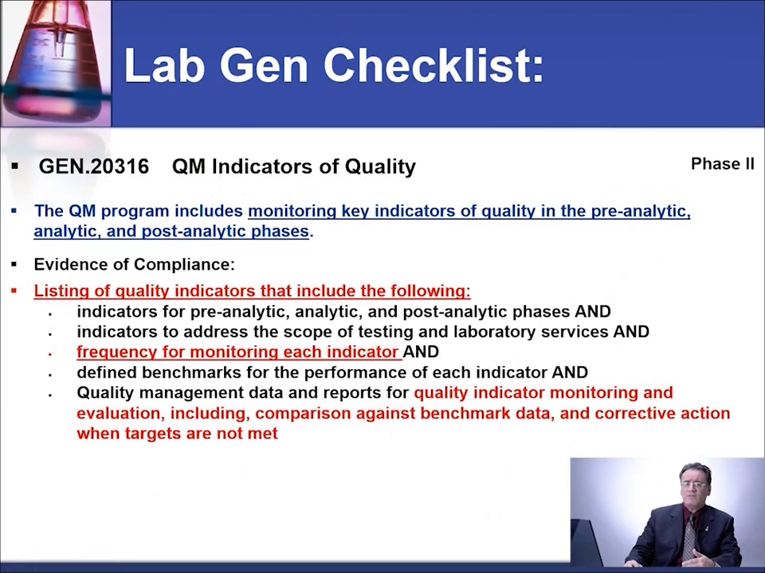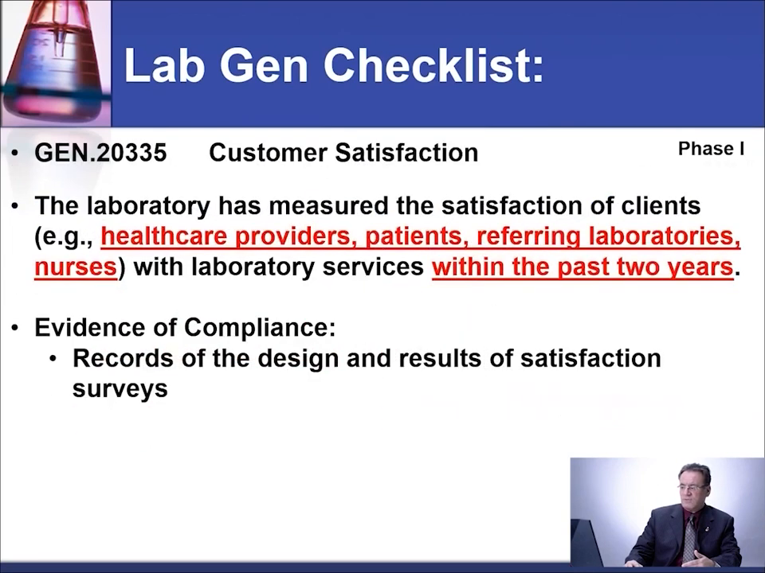You have to have quality indicators for the lab. You have to have quality indicators for your section. You need a list of the quality indicators that include pre-analytical, analytical, and post-analytical, and the indicators that address the scope of your testing laboratory services. You need to say how long you will be doing these indicators and how often you're going to be monitoring, okay? And make sure on a monthly basis you look at the performance of these indicators, whether you are meeting or not meeting, and take a corrective action if you are not meeting your goals or limits.